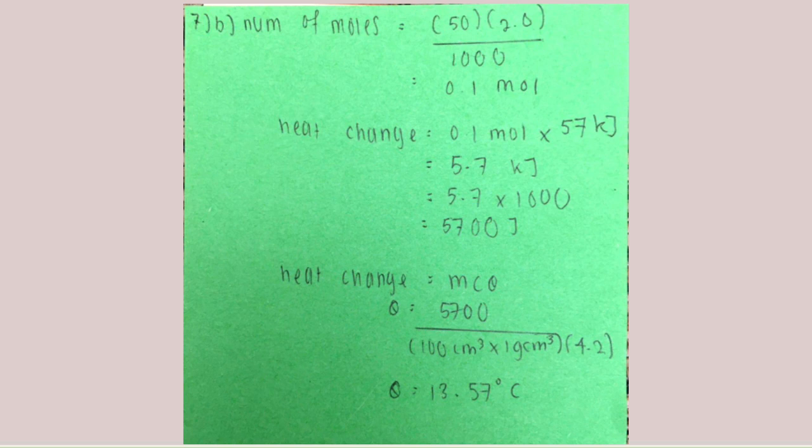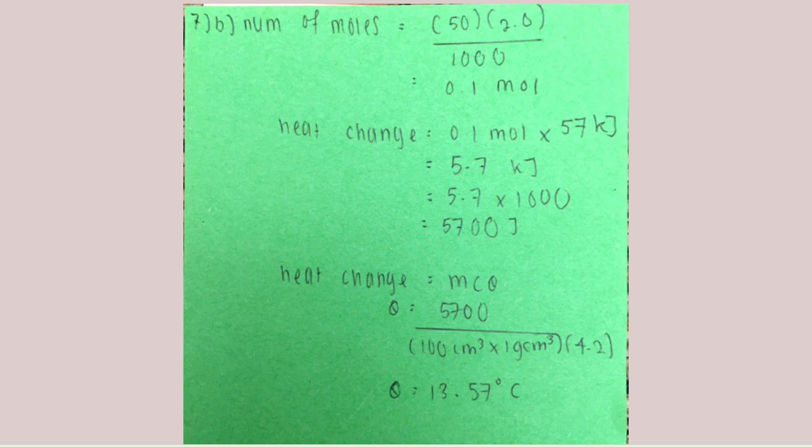So based on the table, you should put all of the information into the formula number of moles equals MV over 1000 to find out the number of moles. So you will get 0.1 mole. Once you get the number of moles, you can proceed to find the heat change, which is number of moles times heat of reaction. So heat change equals 0.1 mole times 57 kilojoule. You will get 5.7 kilojoule.